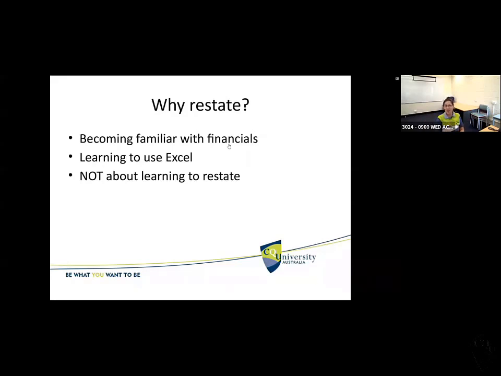You have to actually know what they are in order to be able to restate. You have to know what they are in order to classify them as O and F. So take the time to become familiar with your financial statements now.